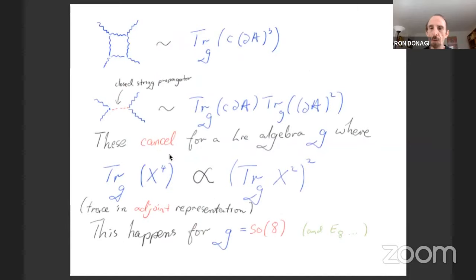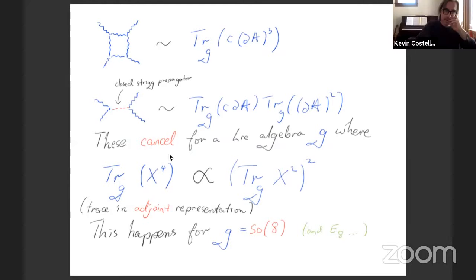Kevin, there's a question from Greg Moore. Can you take an orientifold in this construction? I know when people do the A model, they study orientifolds. It seems reasonable that some chains of T-dualities might lead you to orientifolds here too, but I don't know.